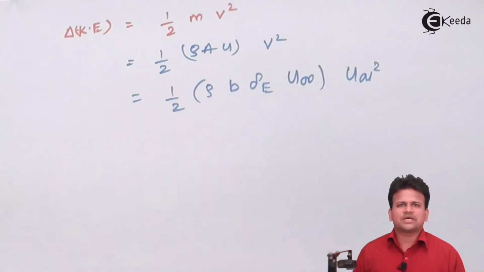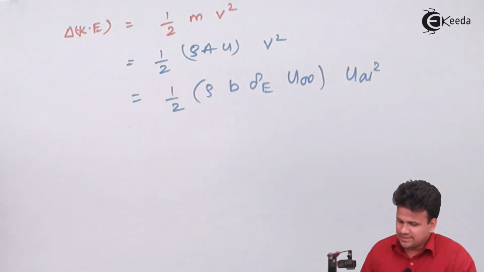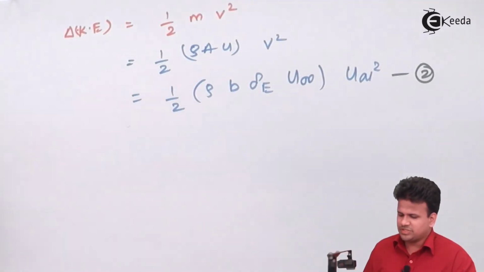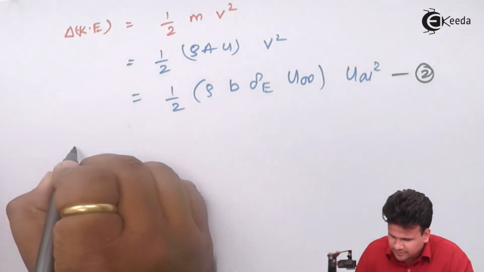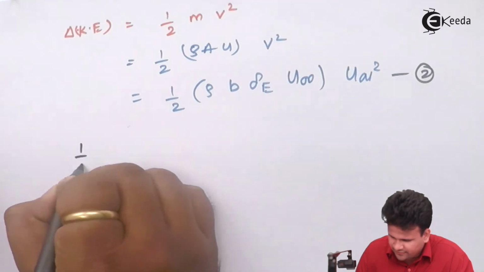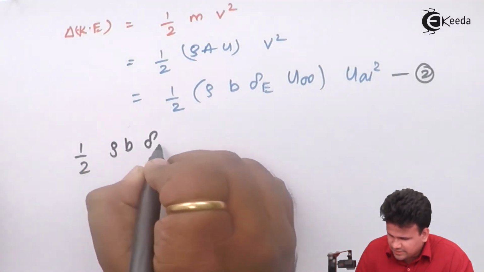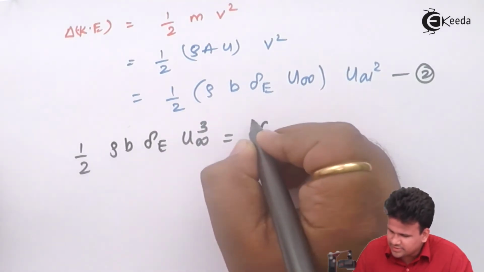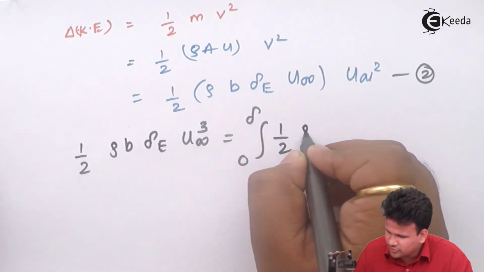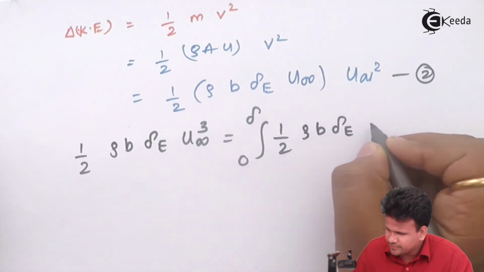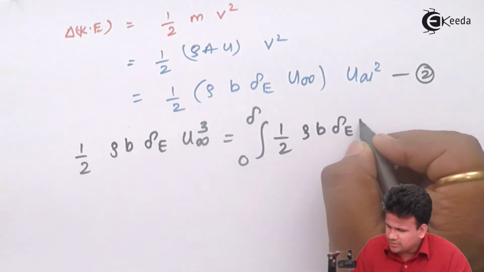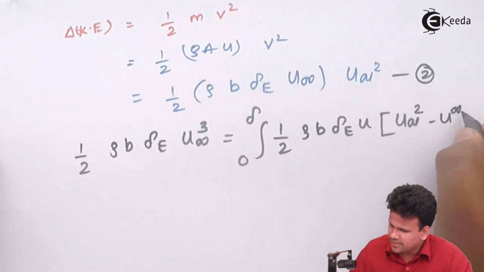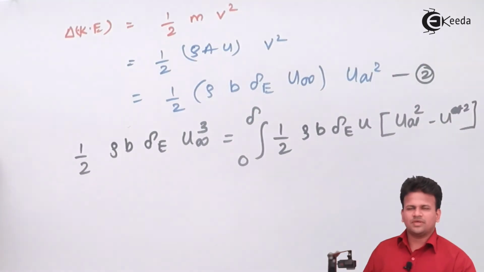Now we have to equate both the kinetic energies. So on equating both the kinetic energies, what do we get? Let us consider this as equation number 2. The previous was equation number 1. So over here we can write this as half rho b delta E into u infinity cube is equal to integral 0 to delta half rho b into small u into u infinity square minus u square dy. So this term we have got over here.